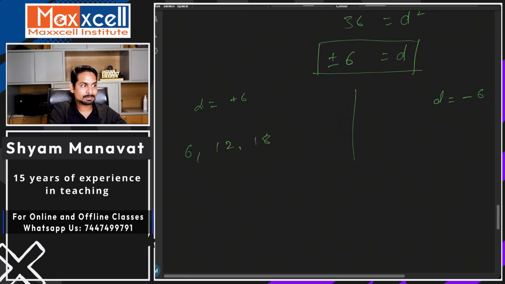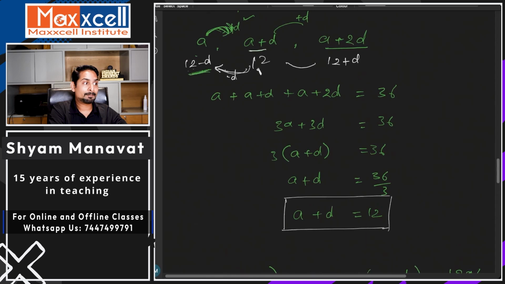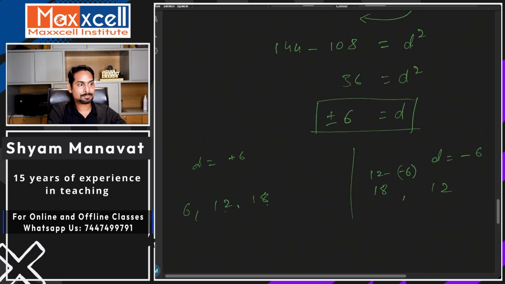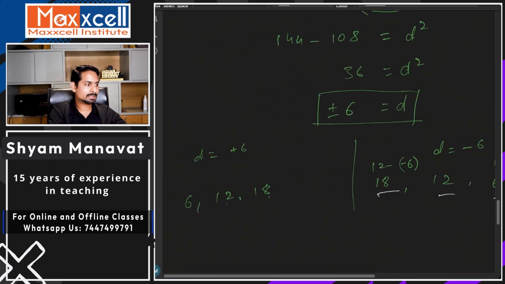So 6, 12, 18. And if you use minus 6, if d equal to minus 6, then 12 minus d is 12 plus 6, 18. The middle term is 12, and the next term is 12 plus d, which is 12 minus 6. It's going to be 6. So at the end it is 18, 12, 6 or 6, 12, 18.